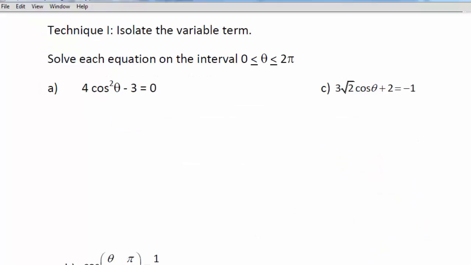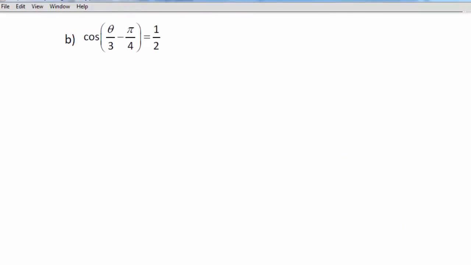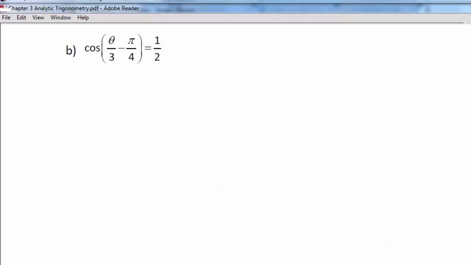All right, very good. Okay, let's look at this one. We've got cosine of theta over 3 minus pi over 4 equals 1/2. This problem you could be tempted to overthink, but let's just look at this for right now as one big giant angle. Let's call it alpha. So if I was saying cosine of alpha equals 1/2, we already know where that happens, right? Where is cosine equal to 1/2?